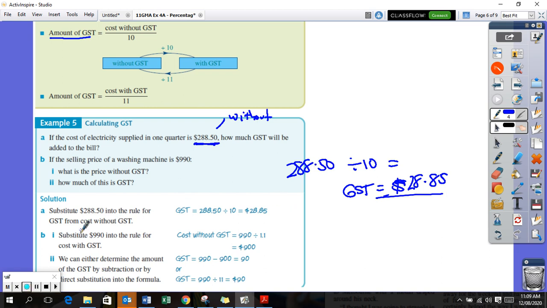So our second example, we've got a selling price. So a selling price would include GST. The washing machine is $999. What is the price without GST? So we just go 990 divided by 11 and we get $90, sorry.